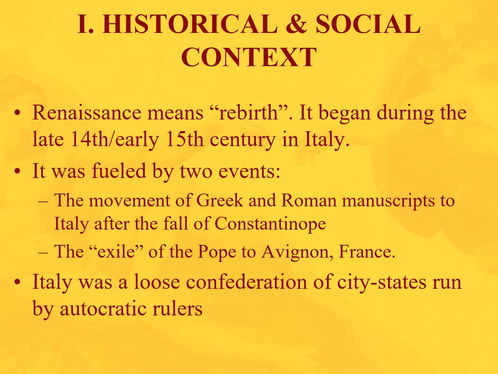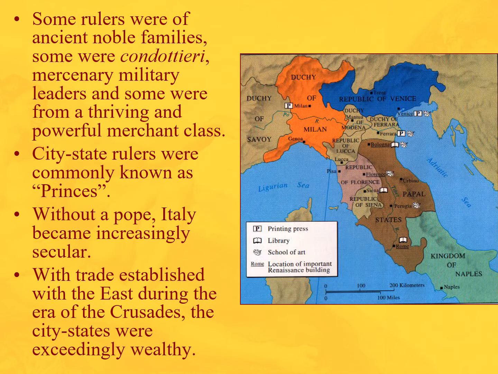This is mostly starting in Italy and then fanning out into the rest of Europe. Two things fueled this: the movement of Greek and Roman manuscripts to Italy after the fall of Constantinople, and the exile of the Pope to Avignon, France, who stayed there for many, many years. And what this did was create a loose confederation of city-states run by autocratic rulers.